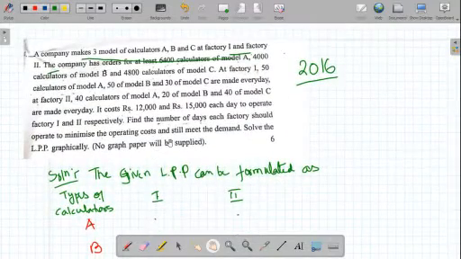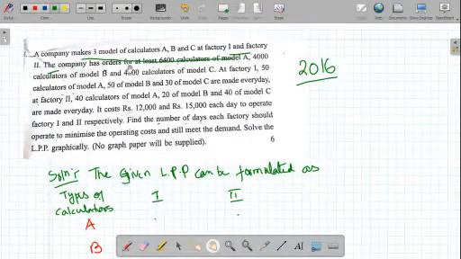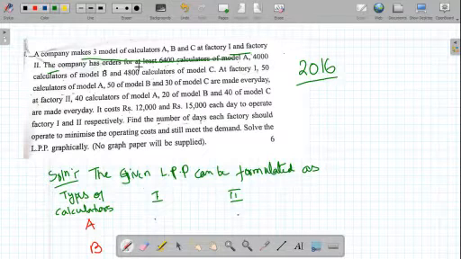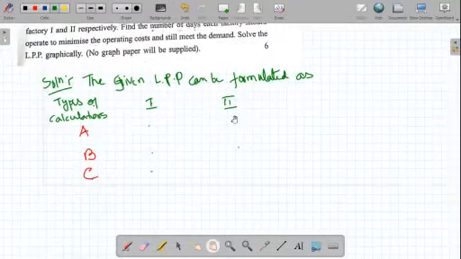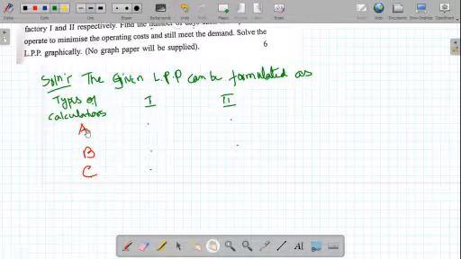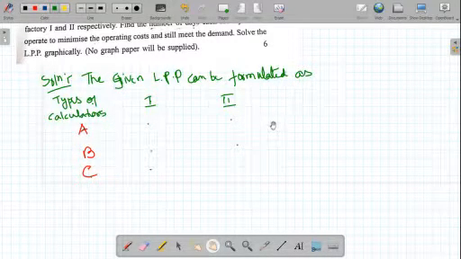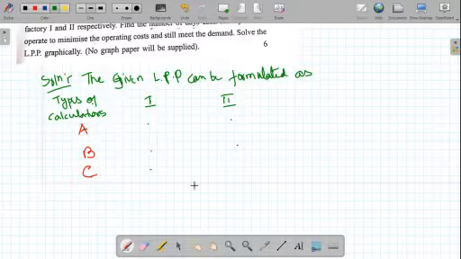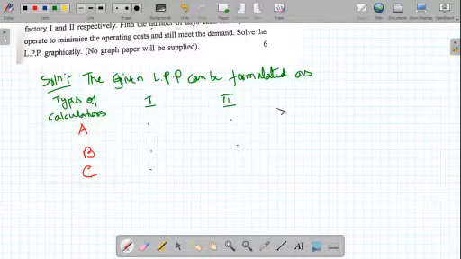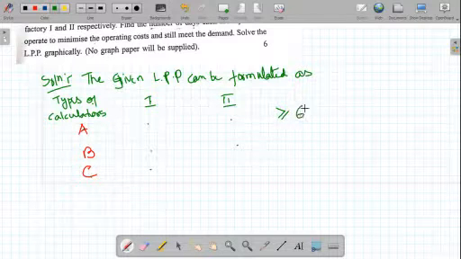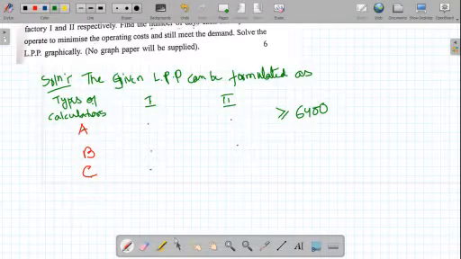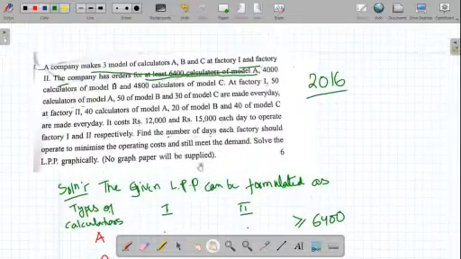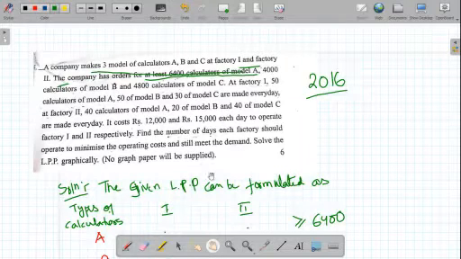And it says a company has an order of at least, so this is the keyword, at least, calculators of model A. How much? 6,400. At least means it should be greater than or equal to 6,400, right?